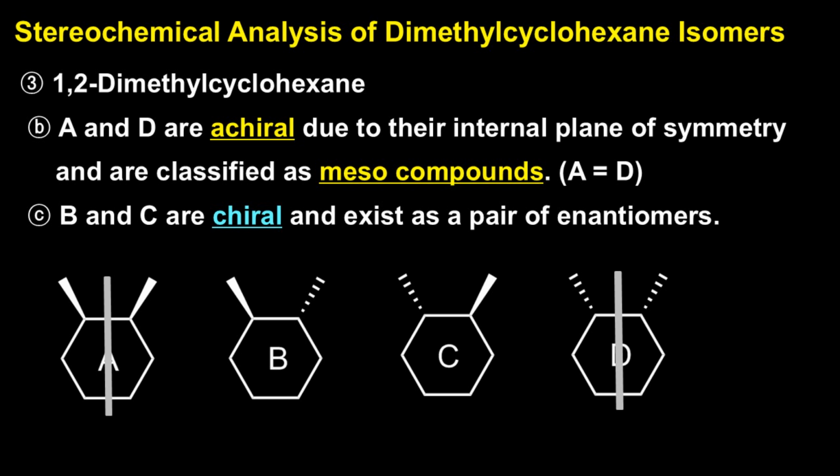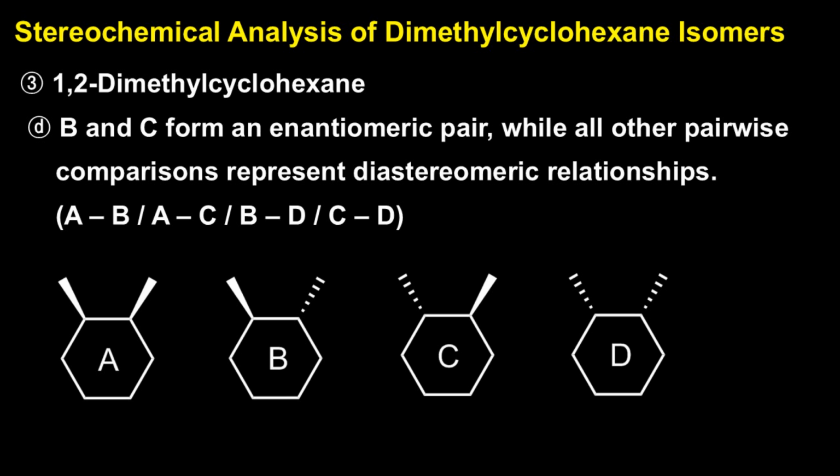Now let's look at B and C. These don't have any internal symmetry, which means they're truly chiral. They're a pair of enantiomers, non-superimposable mirror images. So just like in 1,3-dimethylcyclohexane, B and C form an enantiomeric pair. So what about the other pairings? Any other combination, A with B, A with C, B with D, or C with D, represents a diastereomeric relationship.